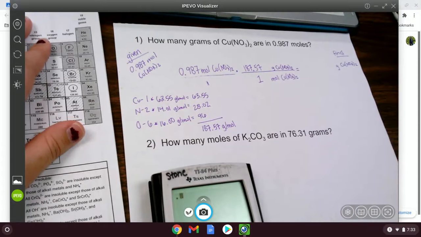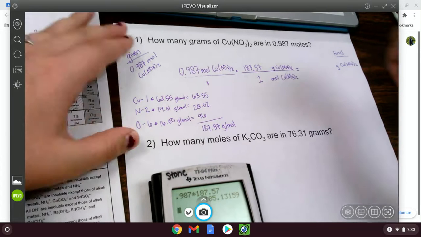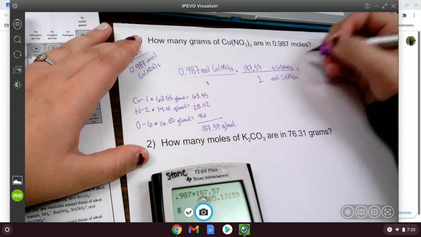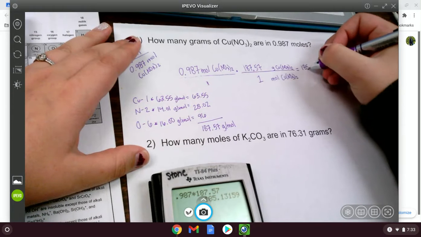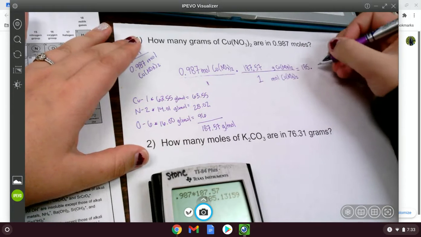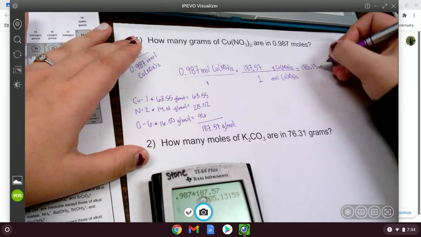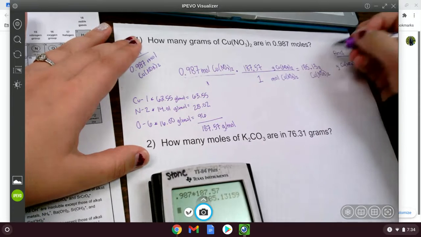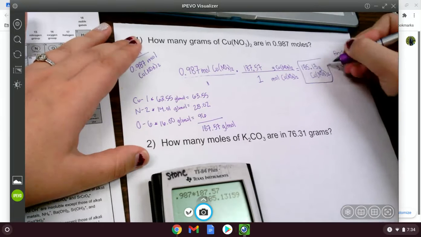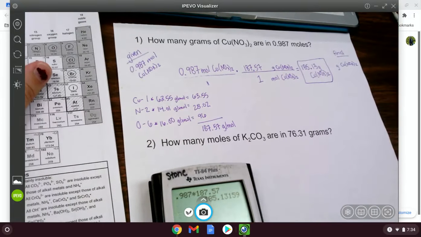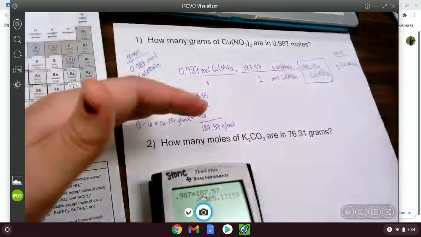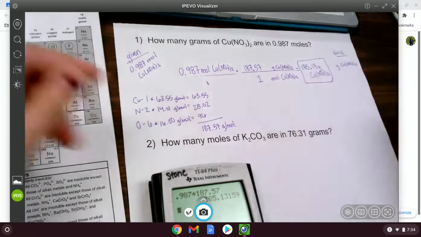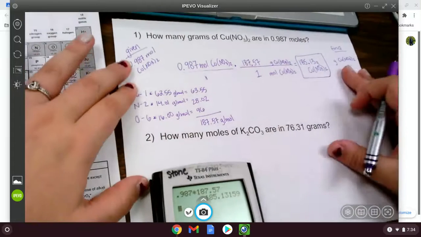So we're going to do 0.987 times 187.56. And we should get 185, and we'll go to 2 decimal places, 0.13 grams of Cu(NO3)2. And remember to put your answer in a circle or box it in. And there we go. So that's how we go from moles to grams. Let's try it the opposite way.